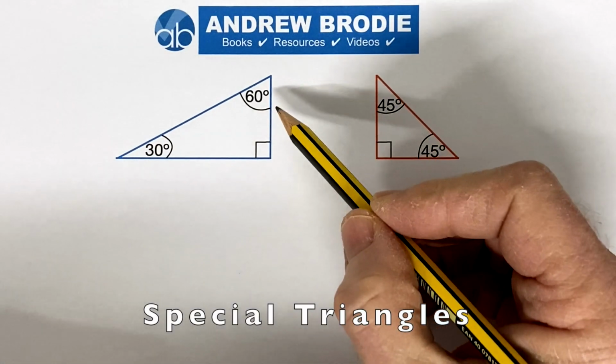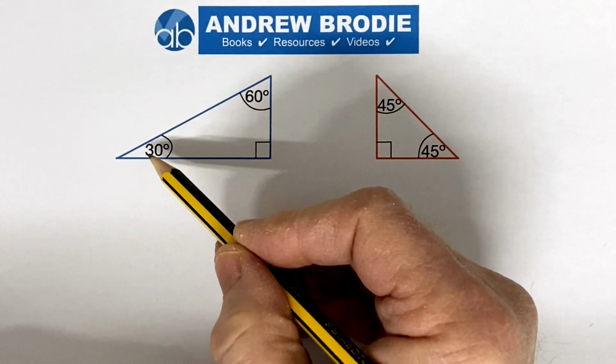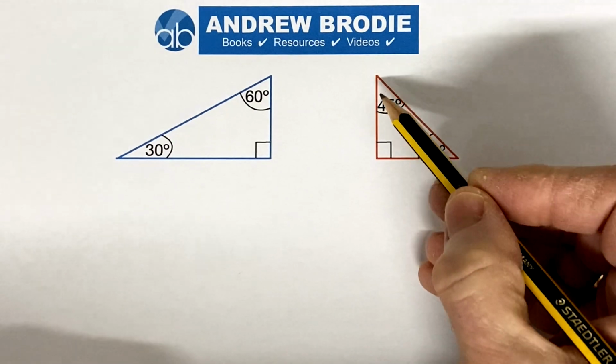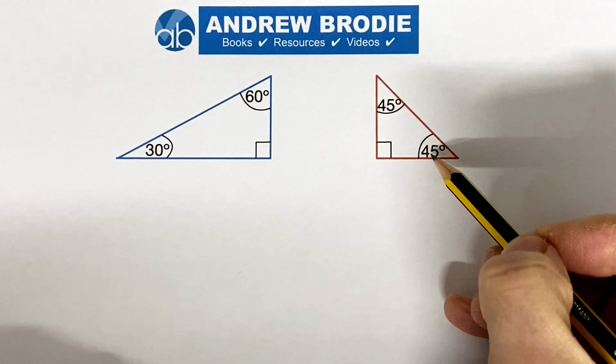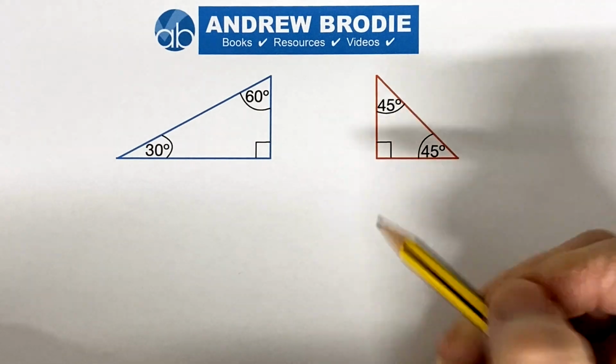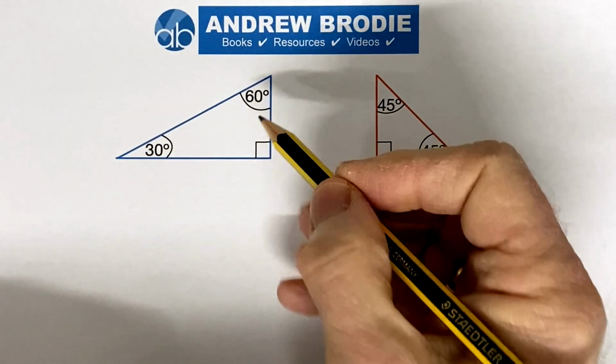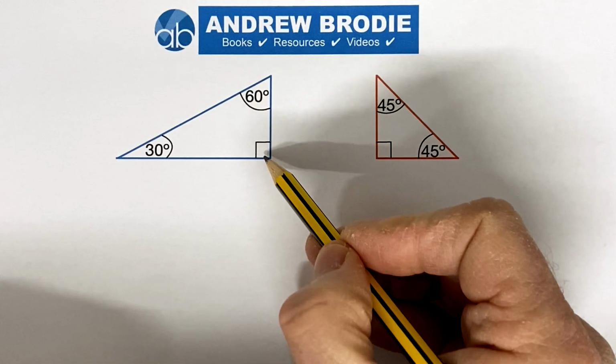So we're looking at two special triangles, the 30, 60, 90 triangle and this little isosceles triangle here, where two angles are obviously 45 degrees, and of course there's a right angle. First of all, let's look at this one, a 30, 60, 90 triangle.